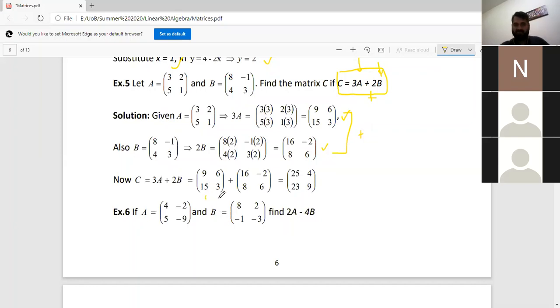This is your 3A which we just calculated. This is your 2B which we just calculated, and now we added them. This is your 3A plus 2B. This is the resulting matrix C.